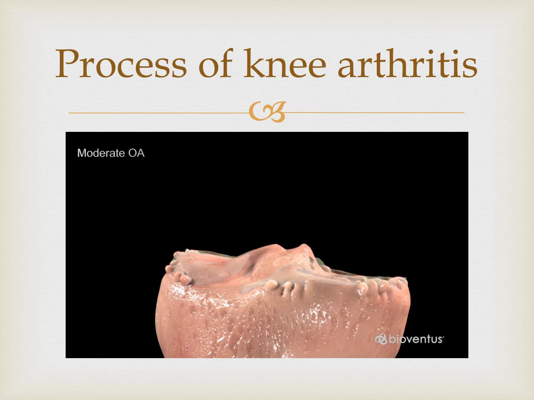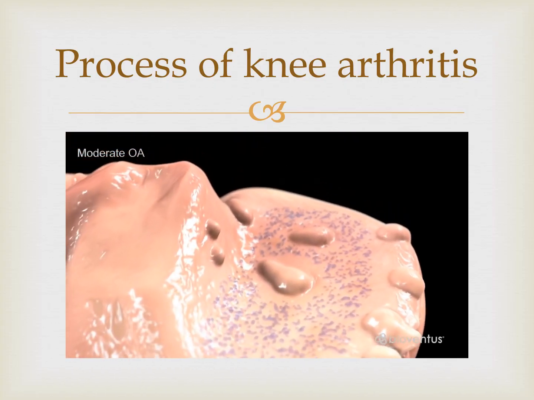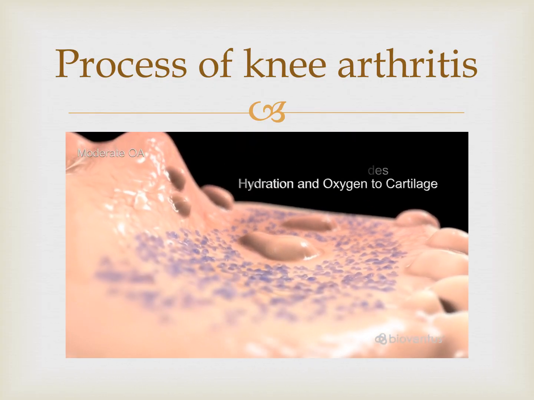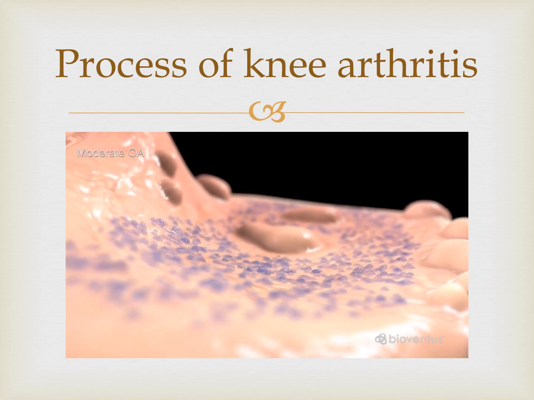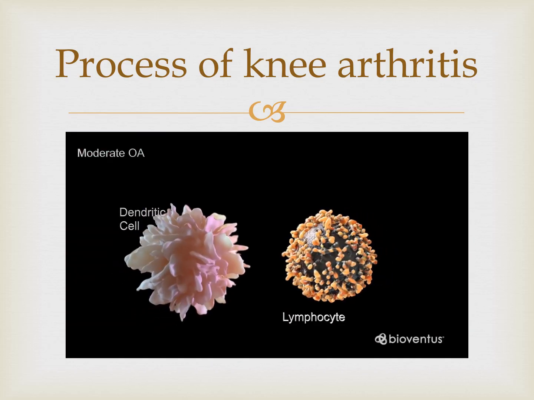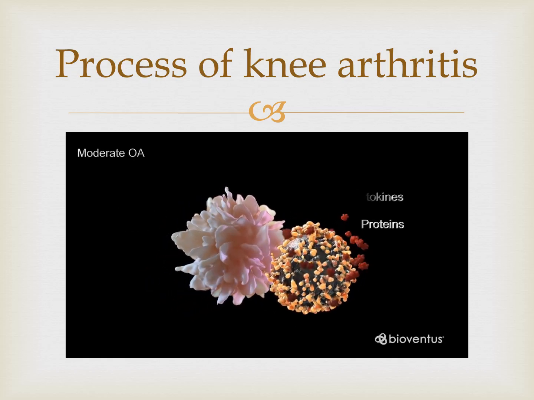Osteoarthritis often affects the subchondral bone, located just underneath the cartilage. Subchondral bone provides hydration and oxygen to the cartilage. As subchondral bone flattens and tries to repair itself, cytokines and proteins are released into the synovial fluid.